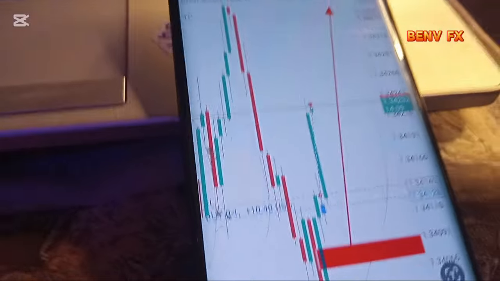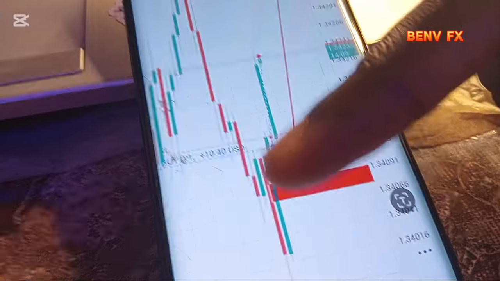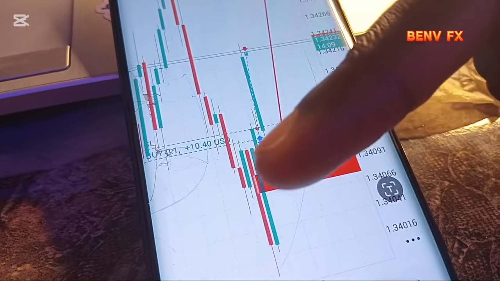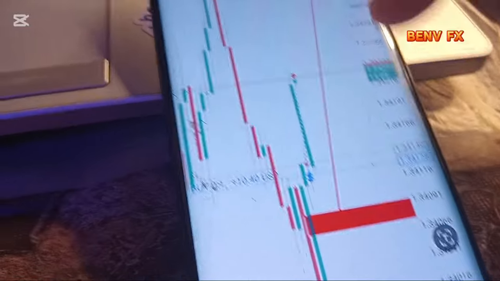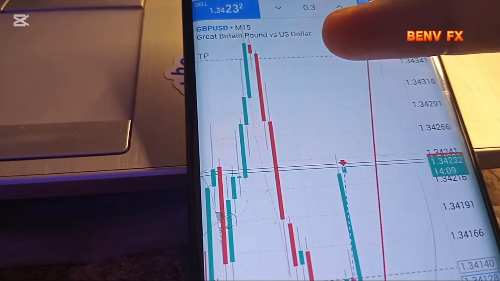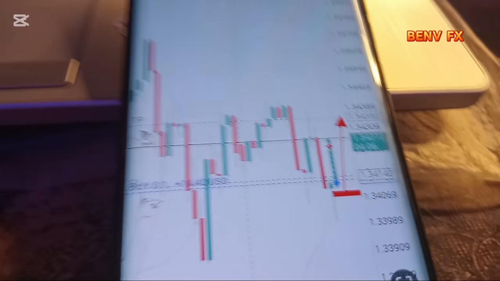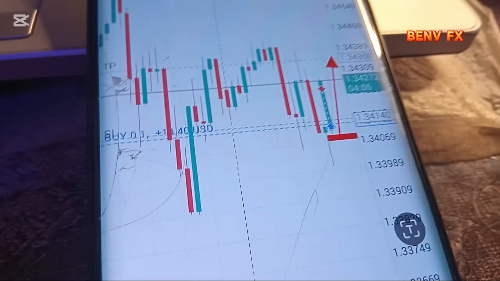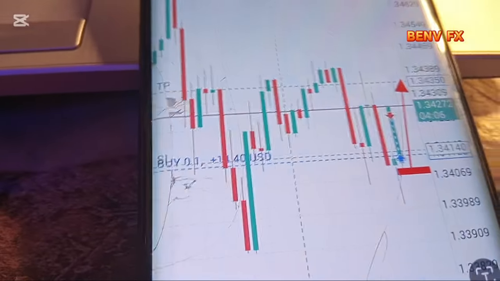I'll show you the reason why the market could not reach this particular area, despite this bullish engulfing candle, the sweep out of the first engulfing candle here. Despite all these engulfing candles, the market could not reach TP2. Very quick, this is the reason why. Let me show you.